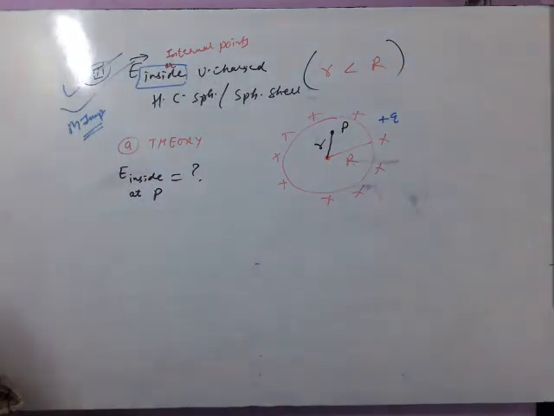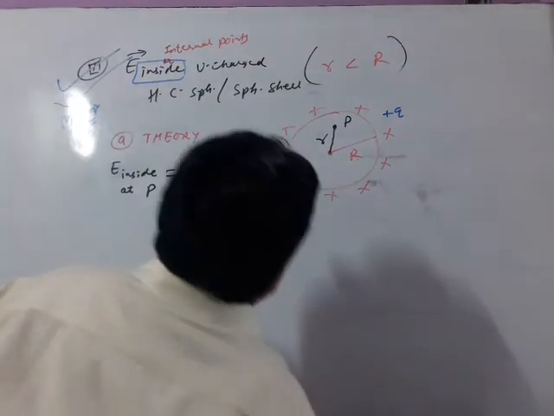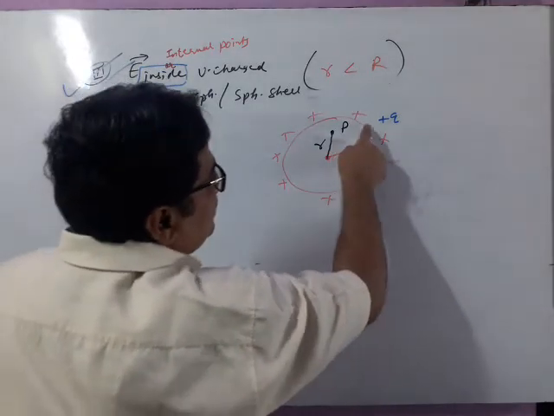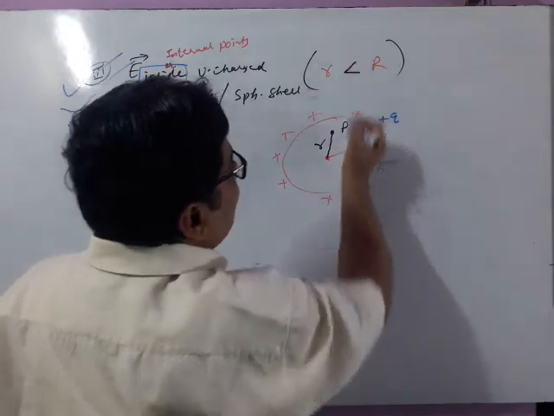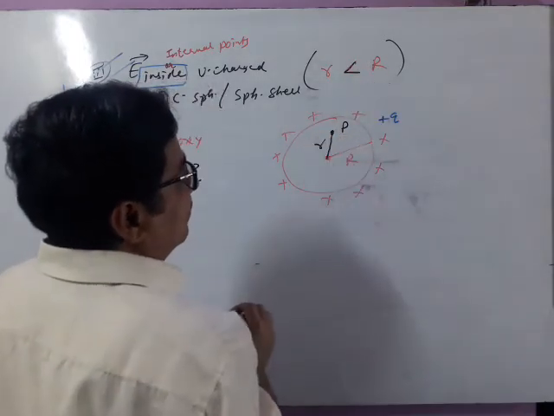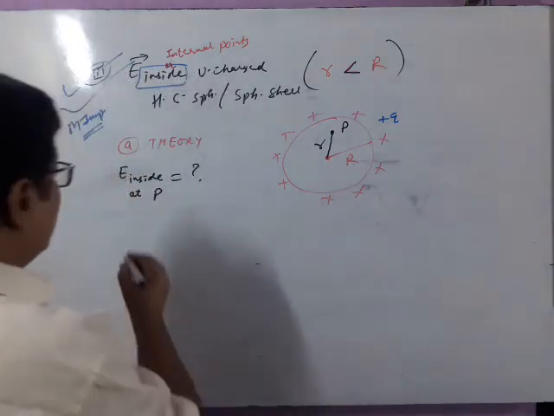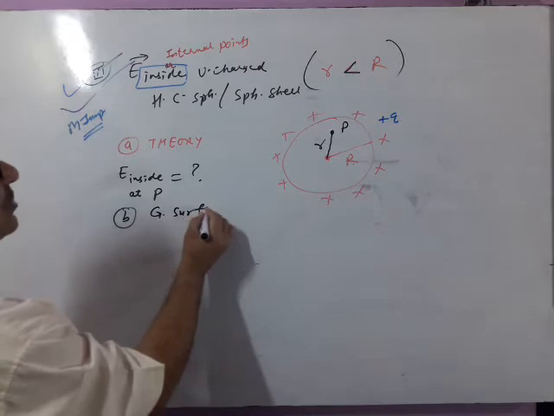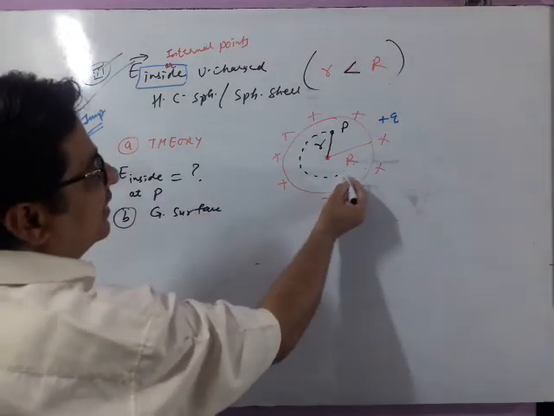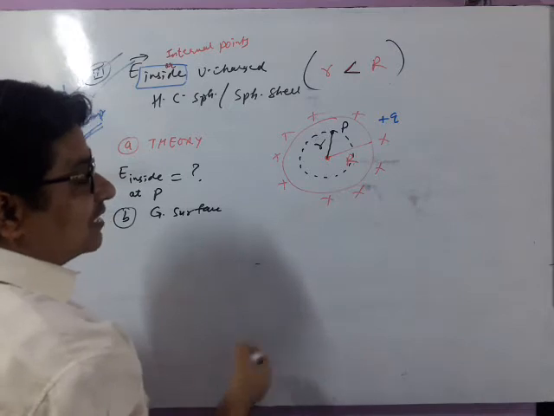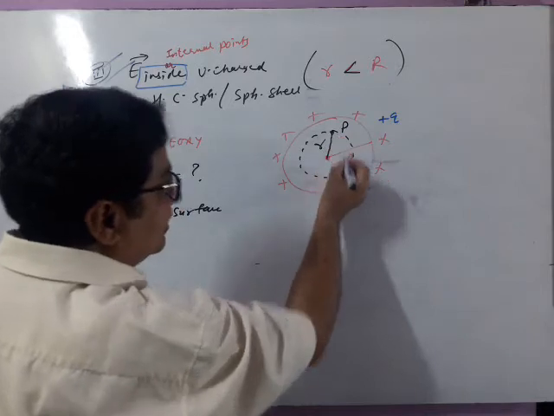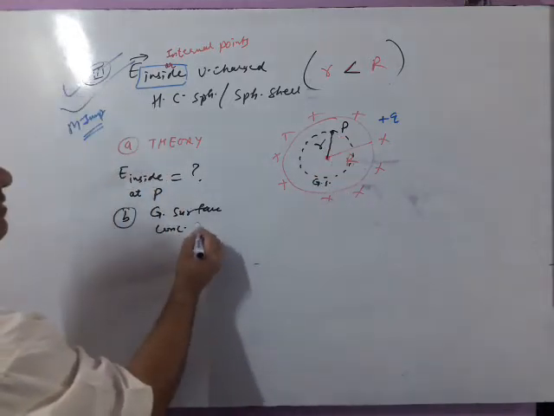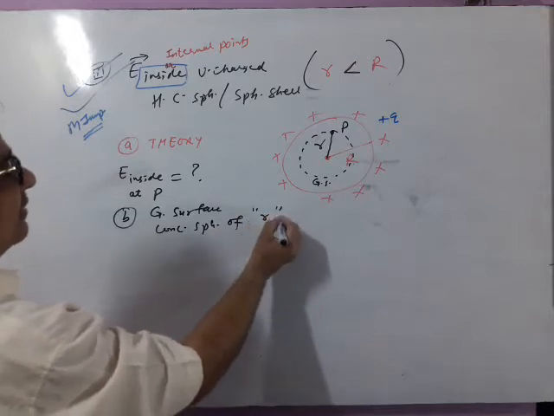See, 3 cases exist. One is outside, when small r is greater than capital R. Second is on the surface, small r equal to capital R. Now small r less than capital R is internal, inside. Now B, you will consider a Gaussian surface of radius small r. The Gaussian surface is considered with reference to the point where we are finding the electric field. So this is the Gaussian surface, a concentric sphere of radius r.